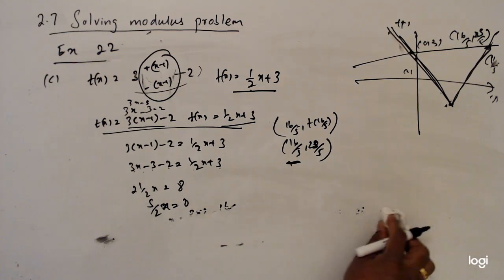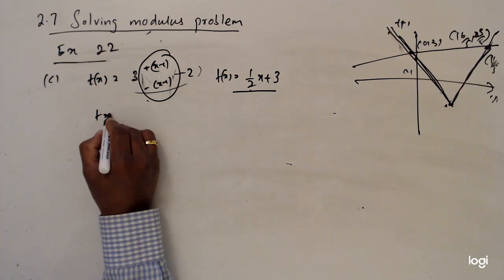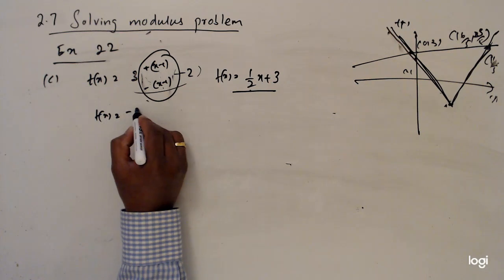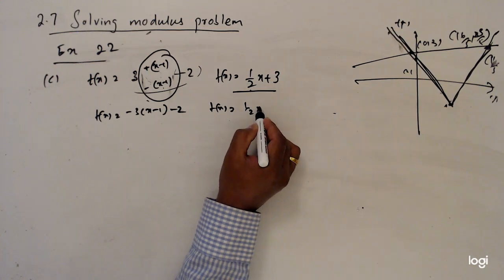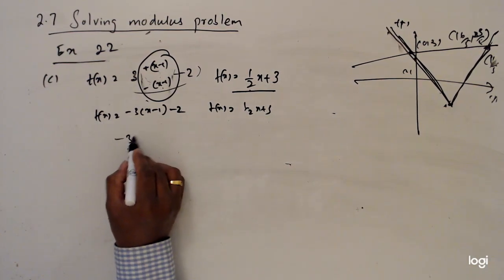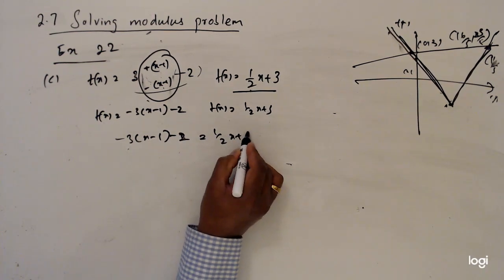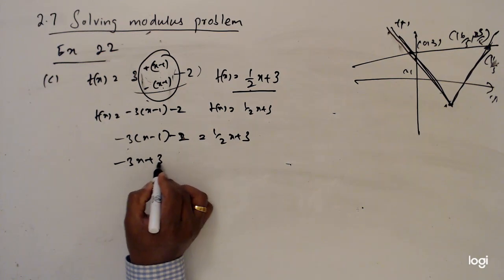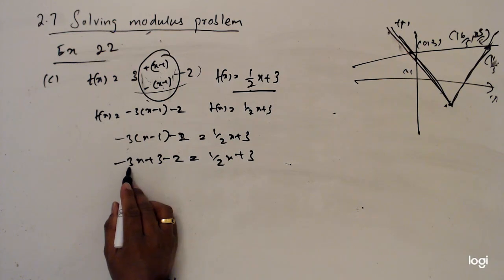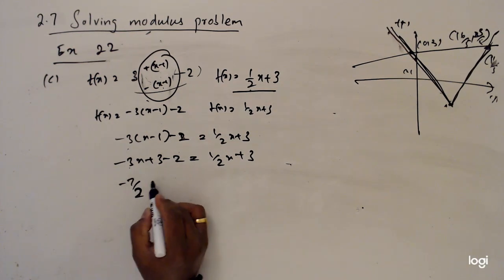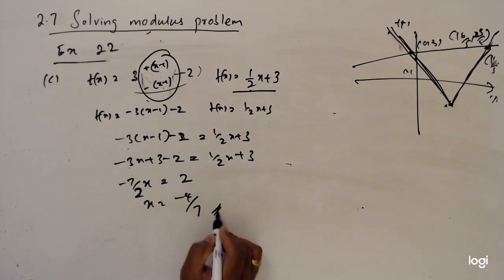And we'll solve the other equation. The other one is the negative one. Tx equal 3 times negative x minus 1, minus 2, and tx equal half x plus 3. So minus 3 times x minus 1 minus 2 equal half x plus 3. Minus 3x plus 3 minus 2 equals half x plus 3. So this is going to be minus 7 over 2 x equal 2. So x equal minus 4 over 7.